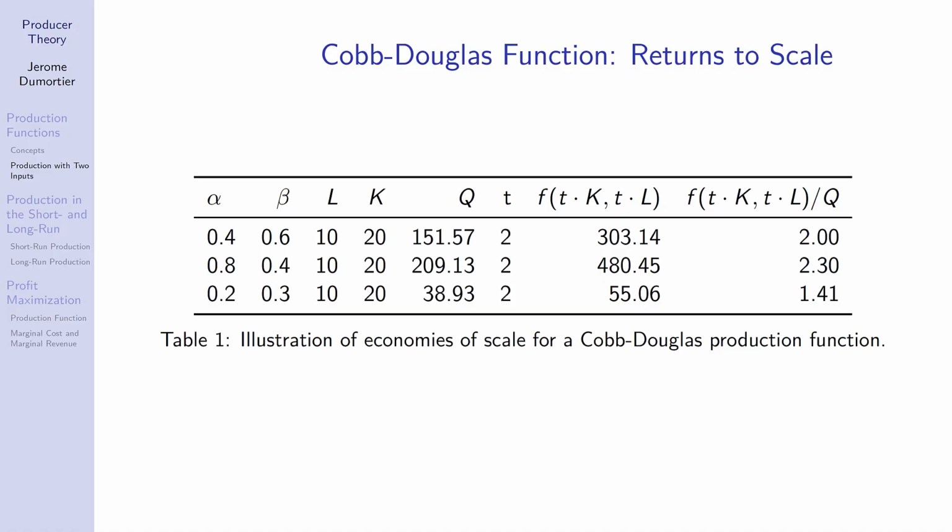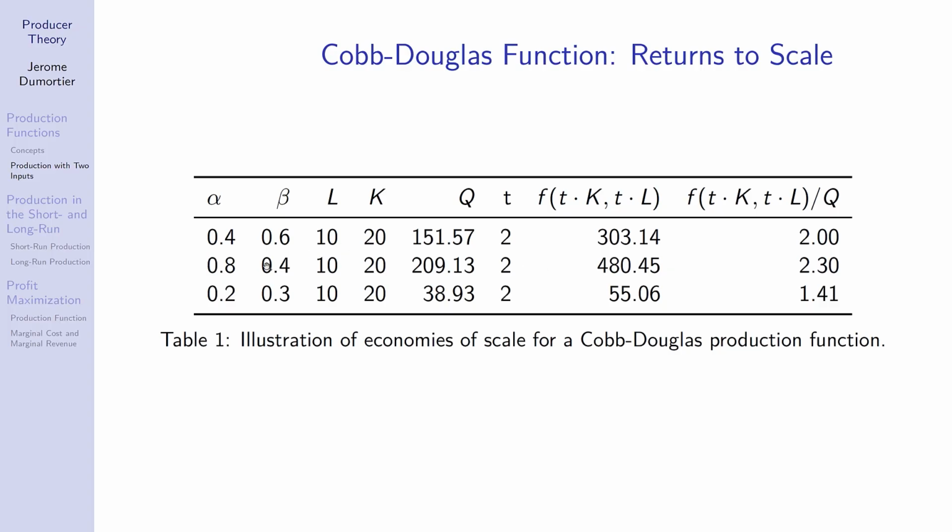In the first example, we have labor and capital fixed at 10 and 20. And in the column Q, you can see the output from those input choices. Now, if you're doubling the input levels, so if labor goes from 10 to 20 and capital goes from 20 to 40, then you see in this column the new production. You see that with constant returns to scale, a doubling of the inputs leads to exactly a doubling of the output quantity.